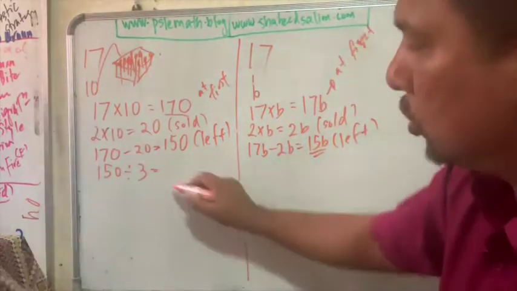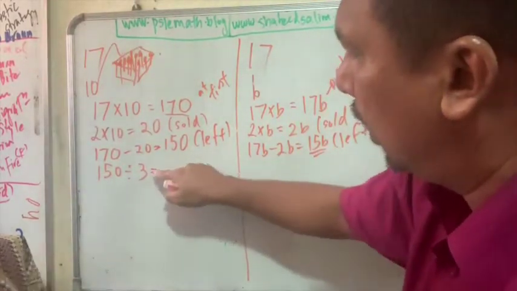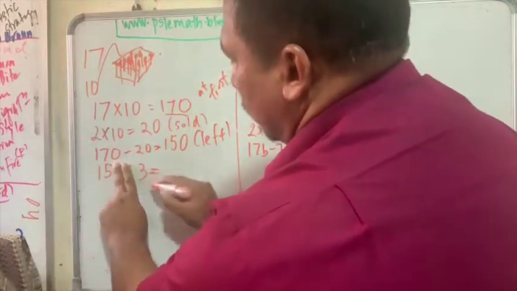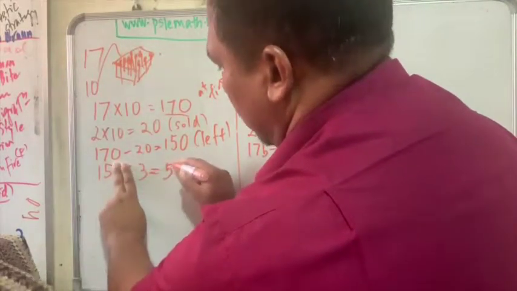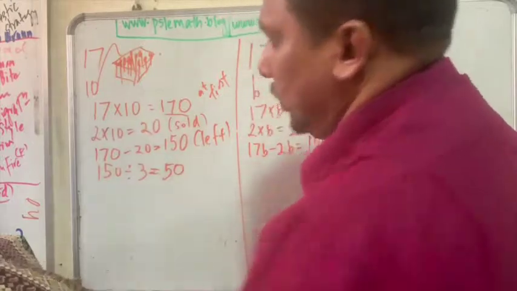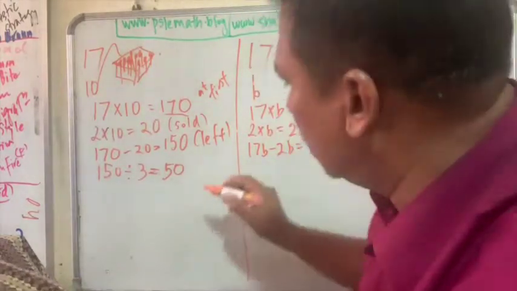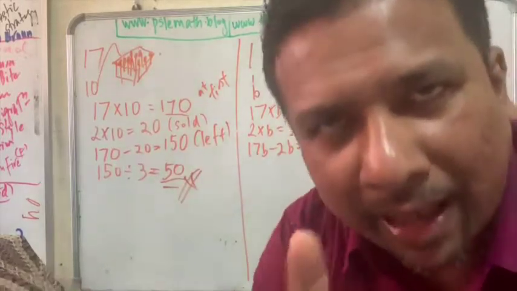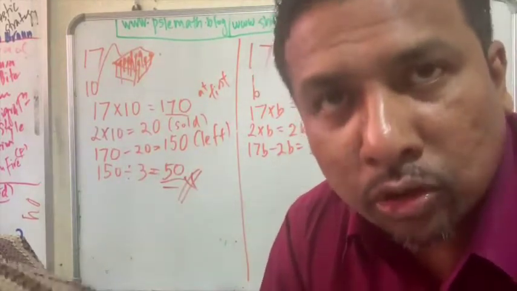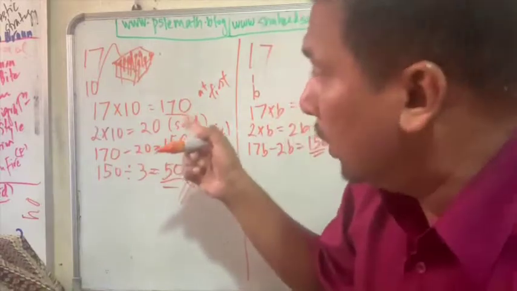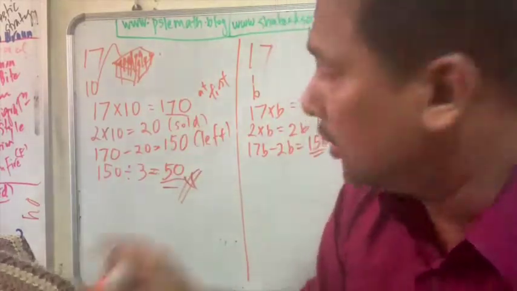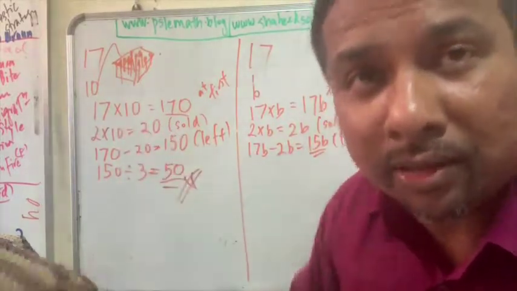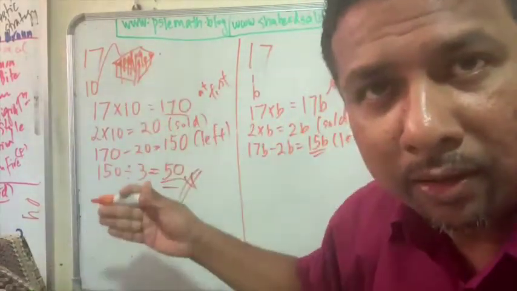Now, you can do it by long division, or why don't you do it this way? Cover the 0. 15 divided by 3 is 5. Add the 0. 50. So each girl receives 50 candles. This is your answer if there are 10 candles in each box. But the question does not tell you that there are 10 candles in each box. I'm just using the number 10 so that you can follow the working logically.